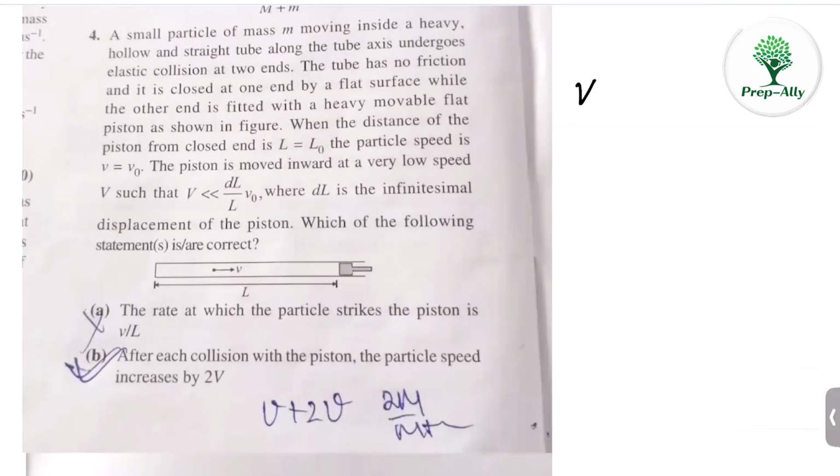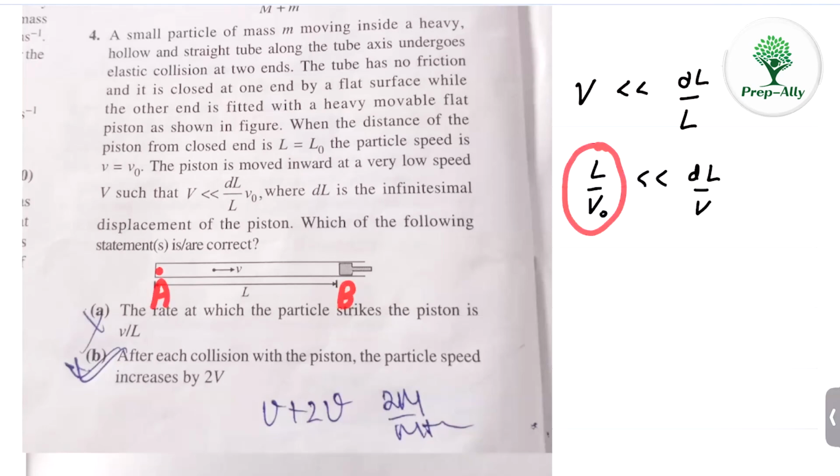What is the meaning of v much less than dl by L V naught? It means L by V naught is much less than dl by v. Now, L by V naught is the time taken for this ball to go from A to B. And that time is much less than the time taken for the piston to do dl displacement.